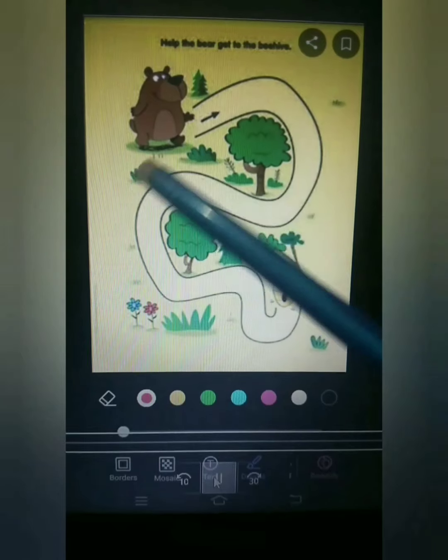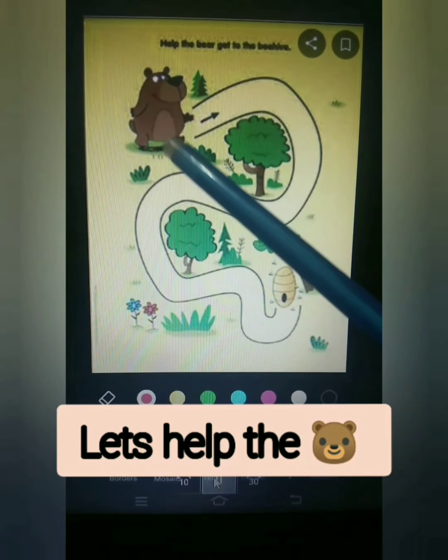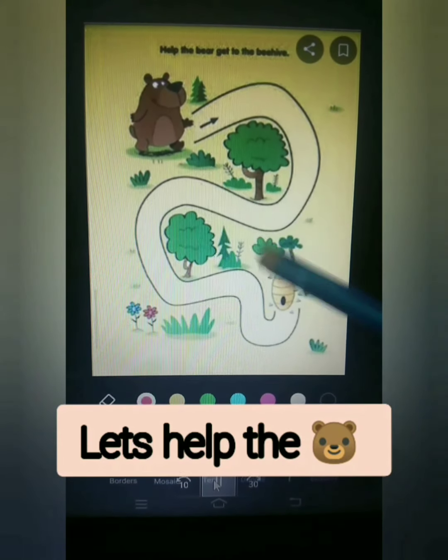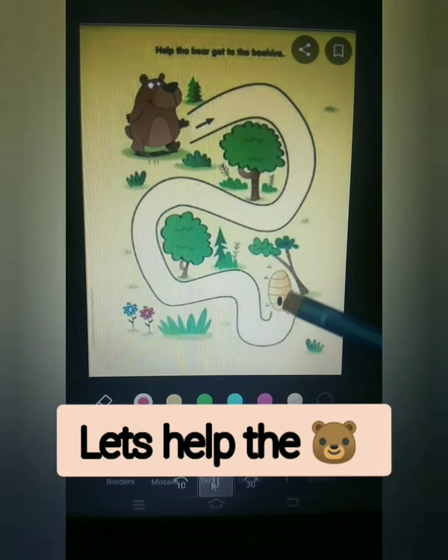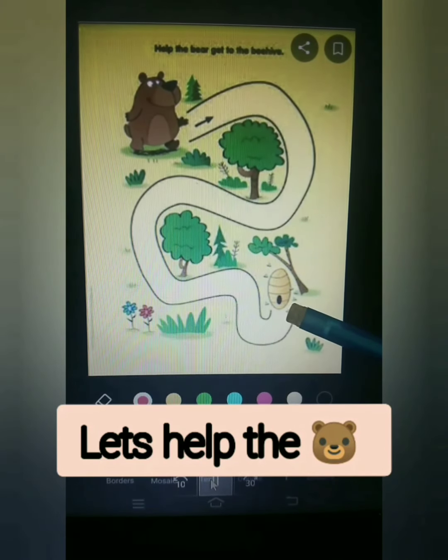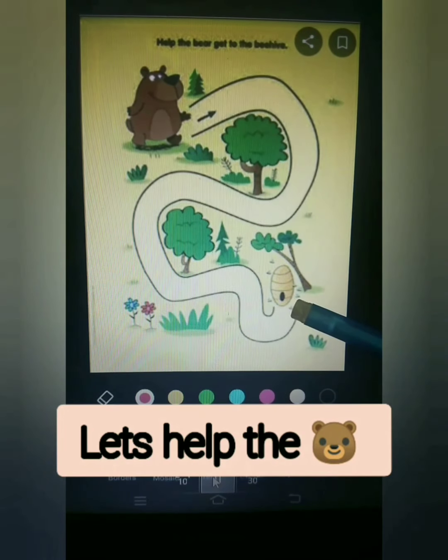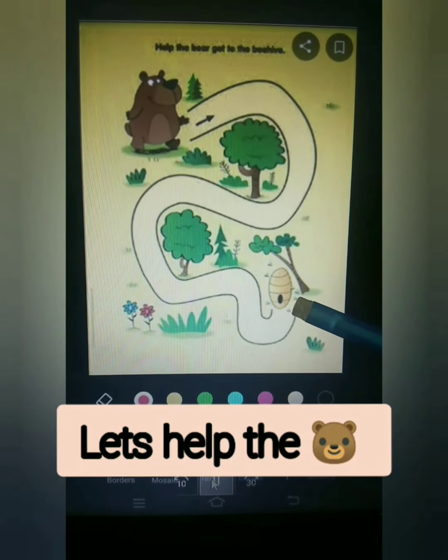So as we finished with our finding and coloring the letter B worksheet, now we are going to solve a maze by helping the bear to get to the beehive. So let's help the bear. Is a bear. Bear. And just right below over here there is a beehive. Beehive. And inside it there is tasty honey.